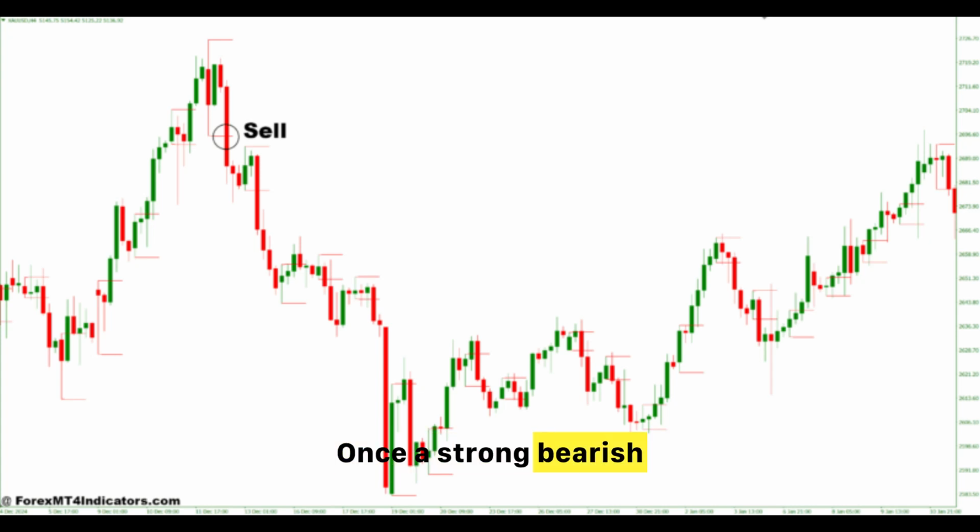Once a strong bearish candle closes below support, enter the sell trade on the next candle. Place your stop loss above the broken support area or recent swing high. Take profit at the next support zone, or maintain a 1-to-2 risk-reward setup.